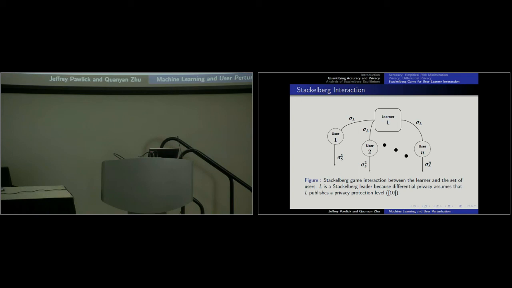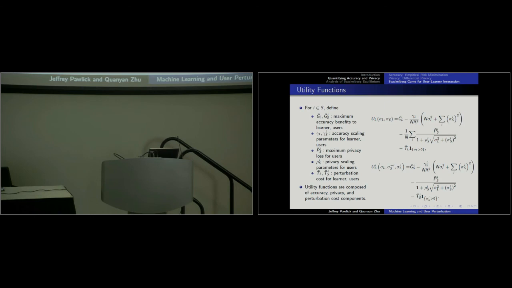In some ways, it's kind of intuitive that if I know that the learner is going to perturb the data and make the entire system privacy preserving, I can just submit my data to you, because you are going to perturb the result and make it differentially private. If not, then I have to perturb myself, because if I do not trust you, I have to do something here so that you get the perturbed data, and then you will learn based on this perturbed data.